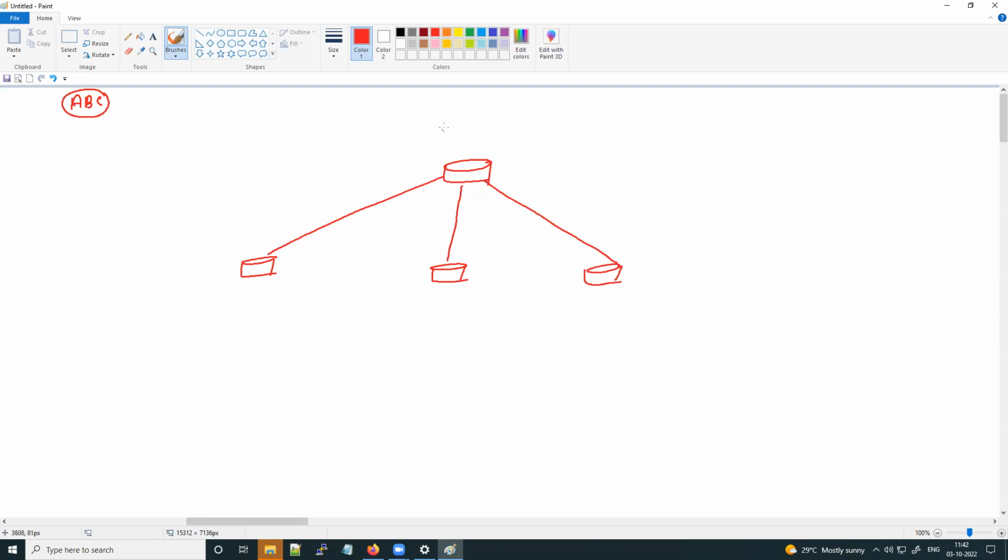If an organization ABC has branch offices in India, let's suppose UK, US and Australia, and they are connected with each other, then they must definitely connect with WAN and MAN technology, wide area network and metropolitan area network. We cannot use the LAN.